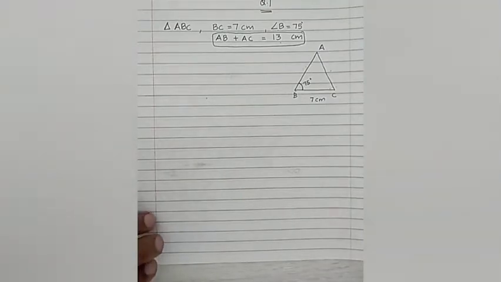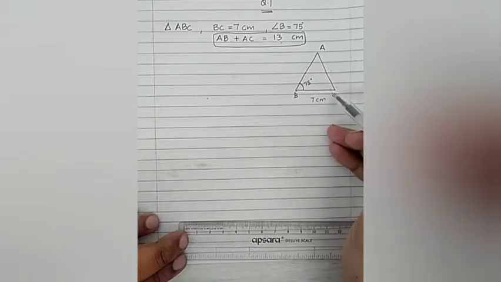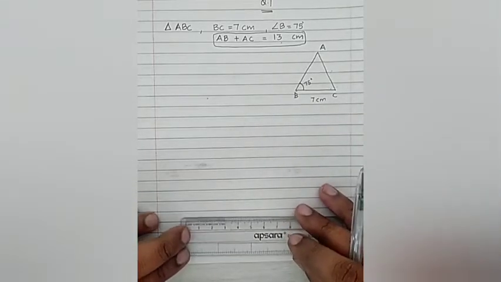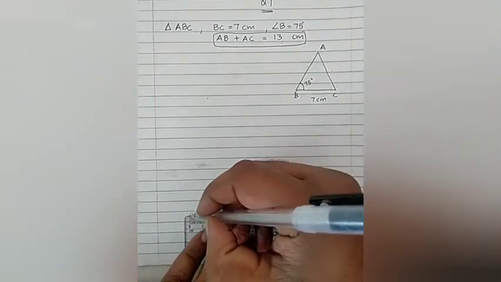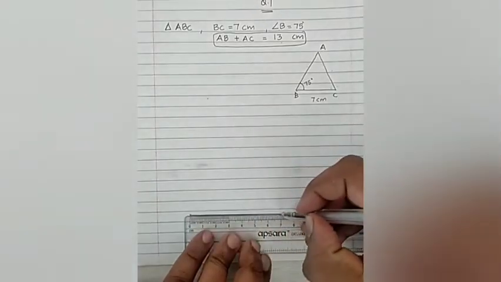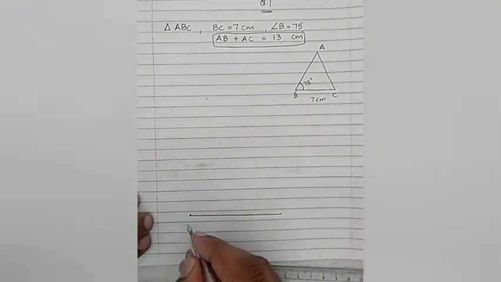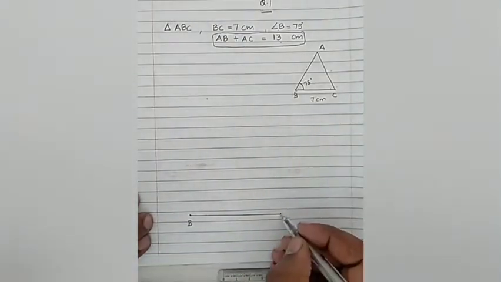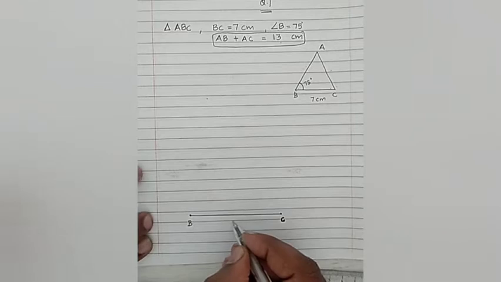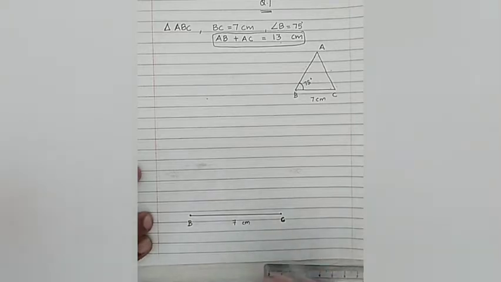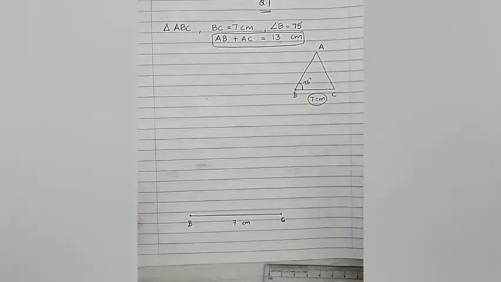To begin with, first I shall make a base which is equal to the base BC, 7 centimeter. So over here I'm making a base of 7 centimeters. Yes, so I have got a base. Let me name it BC as it is required, and I know that this is equal to 7 centimeter. Now, this has been made, so just circle it so that I am aware that I have used this.